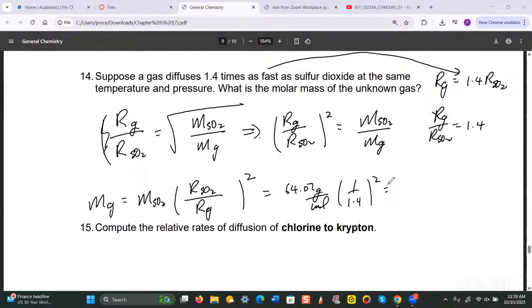64.07 divided by 1.4 squared. So according to my calculation, this works out to be equal to, rounded to 2 sig figs, 33, and the units would be grams per mole. All right, that's how that is done. Any questions? Okay, let's clear this.